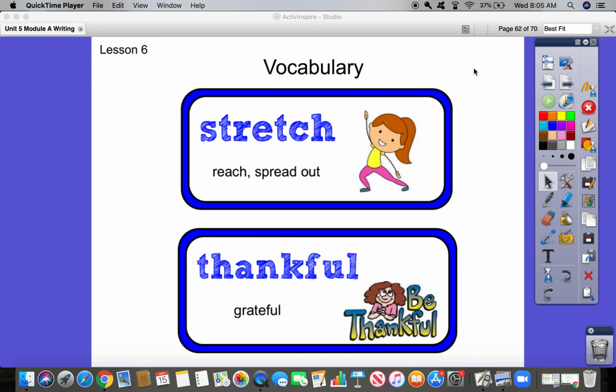Hello, second grade writers. Today we're going to continue with lesson 6. The vocabulary for this lesson, our first word is stretch, which means to reach or spread out. And then thankful. When you're thankful, that means that you're grateful for something or you're appreciative.